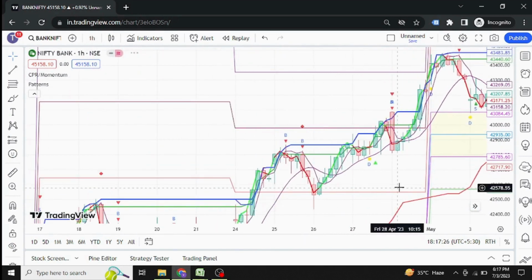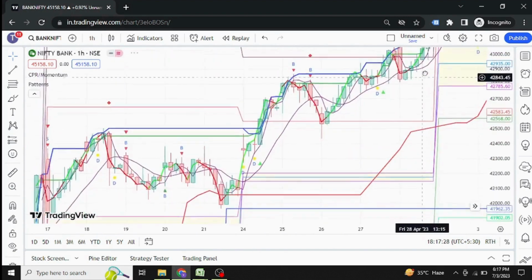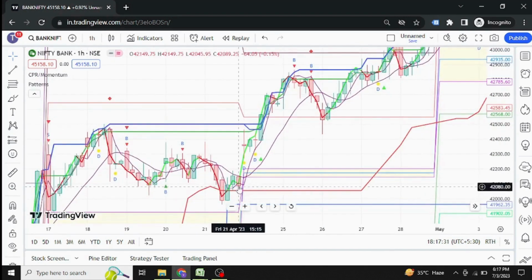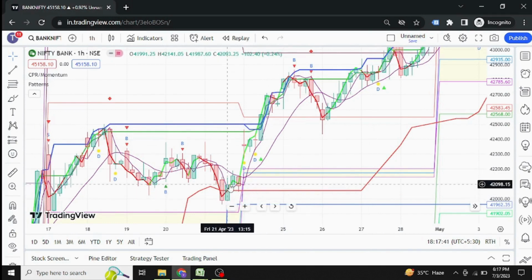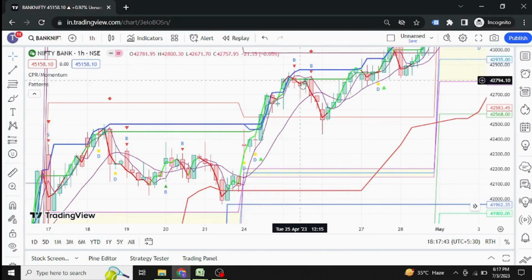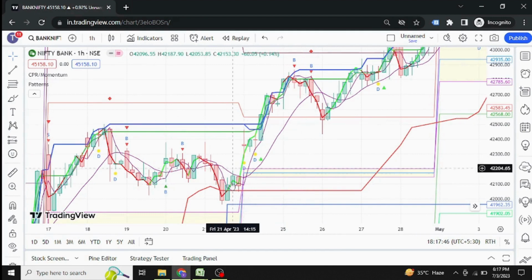So where did we get? This was the entry. Okay, this was the entry. That was when? 21st April. That's long back. Anyways, if somebody might have entered over here, they might have got a good amount of points till here.